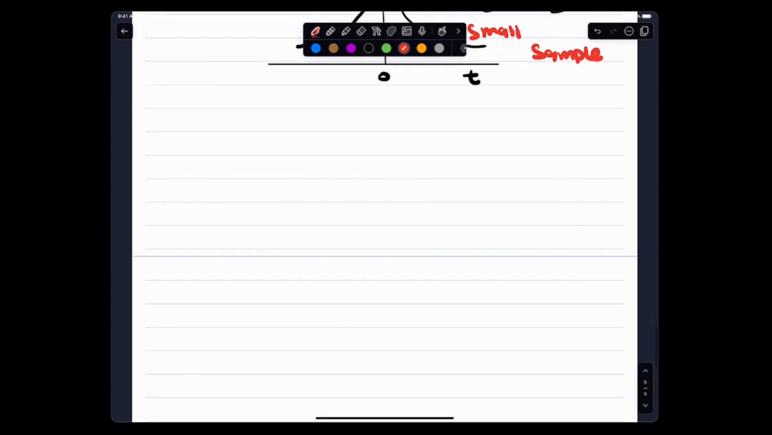Okay, so let's give you guys another example here so you can see the t-test. It's very similar. Let's say this, the mean lunch bill.